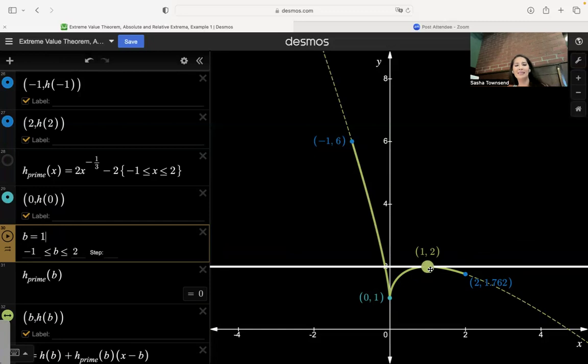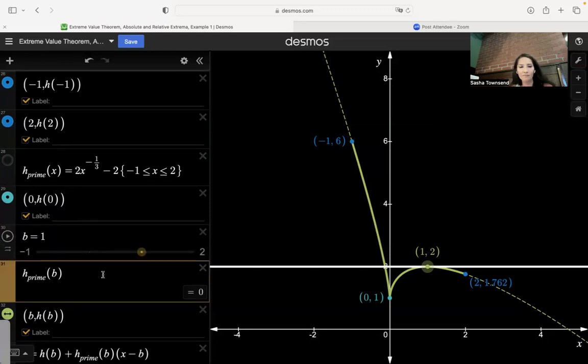So yes, that is a critical point on the interval from -1 to 2. h prime of 1 equals 0, so x equals 1 is a critical point. That's also the same value that we found when we did all the work by hand. So the geometric interpretation using the computer is consistent with all of the handwritten work that we've done.